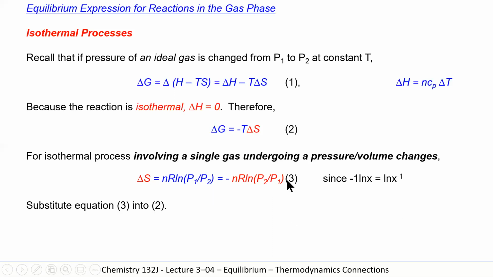So when we substitute equation 3 into equation 2, you can see that delta S in this case is red. So I'm going to take this part of equation 3, substitute it in equation 2, and we now have a minus T multiplied by a minus. That gives you a plus. So we now have NR T, and the ln is P2 divided by P1. So we have a new equation here for delta G.